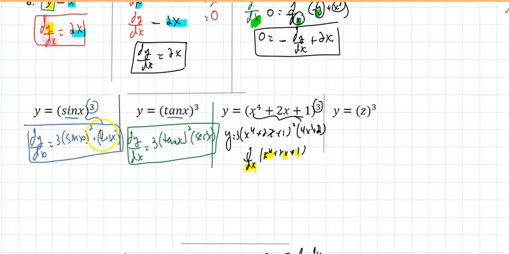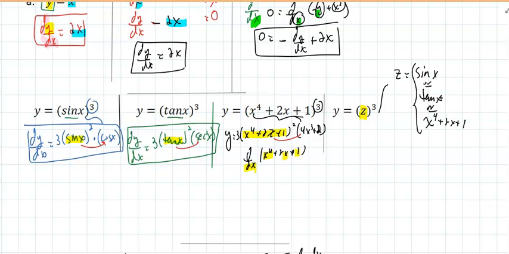Now, here, we took the derivative of that. What if I told you, you know what, y equals z cubed, and you're asking me, okay, but what is z? I'll say, well, z is either the sine of x, or the tangent of x, or x to the 4th plus 2x plus 1. One of 3 choices. And I'll say take a derivative. And of course, your question is, wait a minute, shouldn't you tell me which one of those 3 it is? And what if I refused?